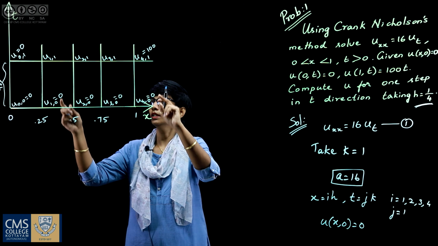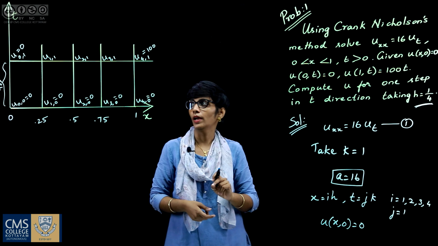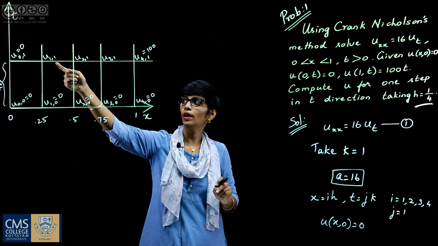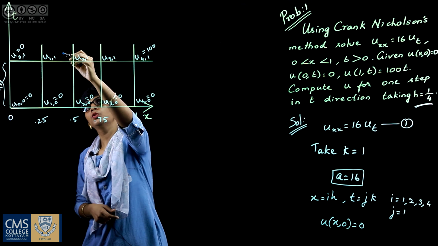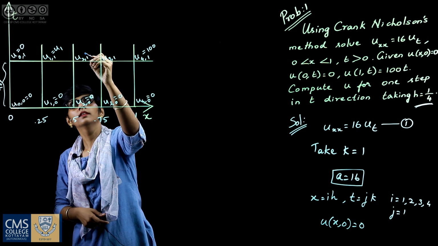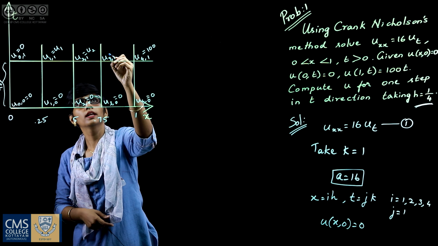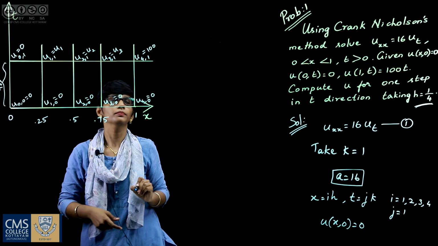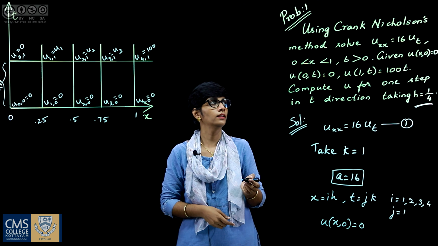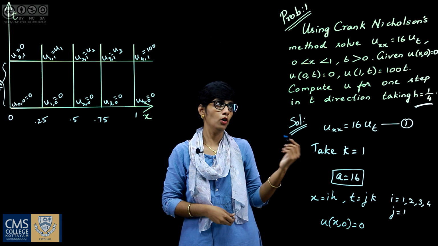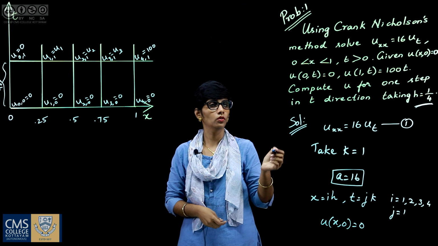Now we have the initial and boundary values. We want to find the values of these three mesh points. Let us take them to be u1, u2 and u3. Now we are going to use the Crank-Nicholson formula and solve this equation.